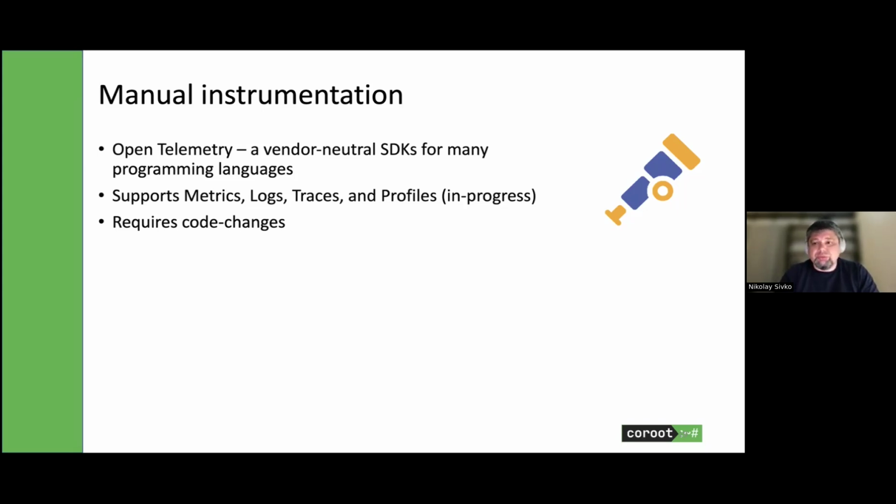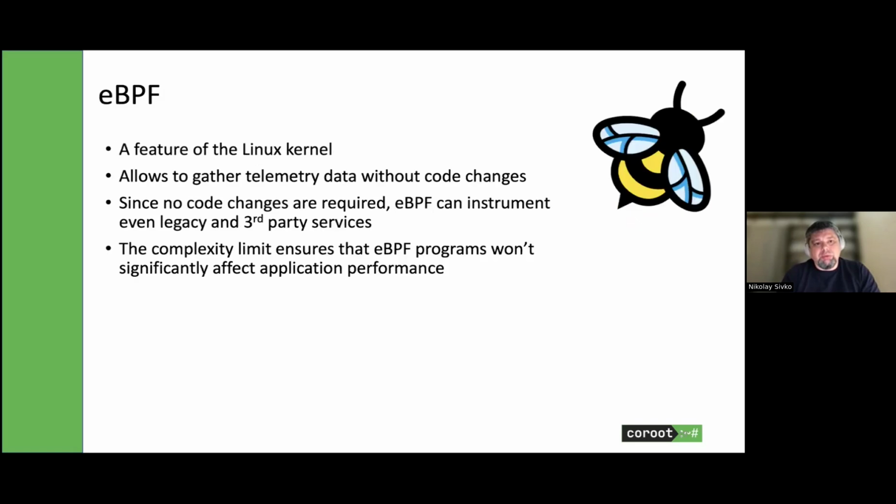Usually, manual instrumentation requires code changes, but in some cases you just need to integrate your applications with, for example, a Java agent. But still, you need to change your code, redeploy it to the production environment, and then you will receive telemetry signals about your application performance.